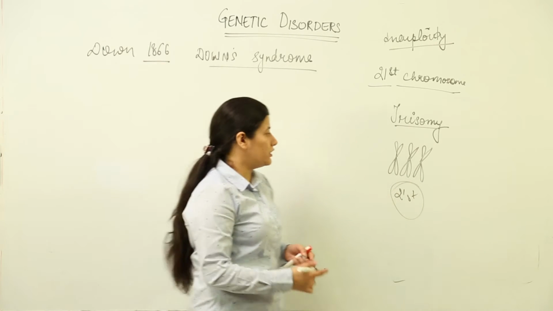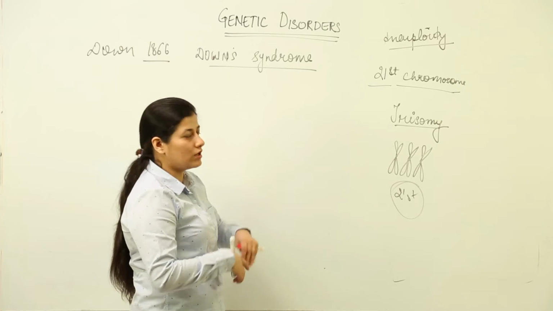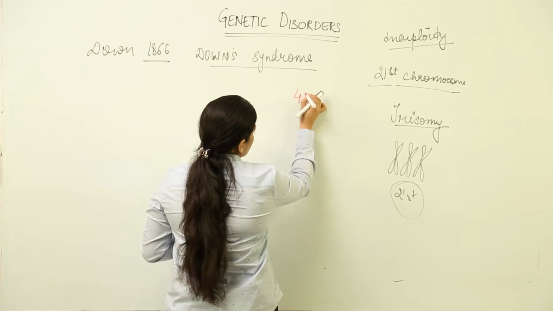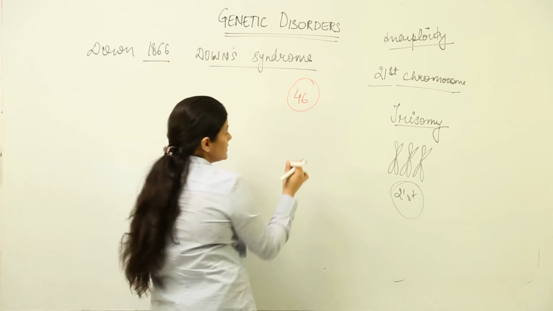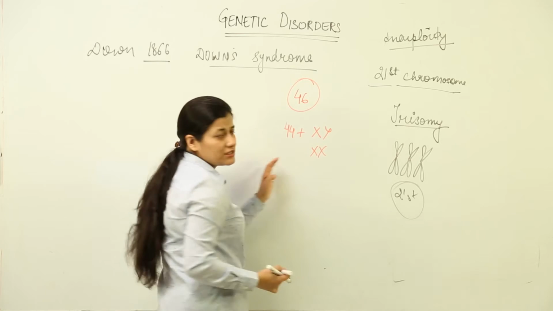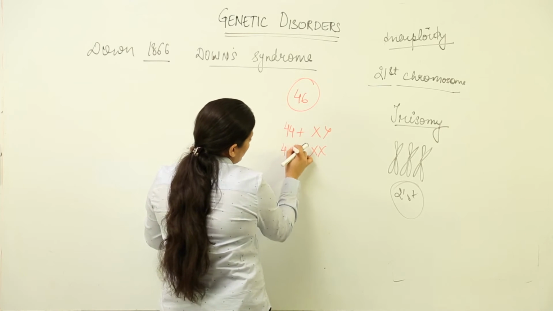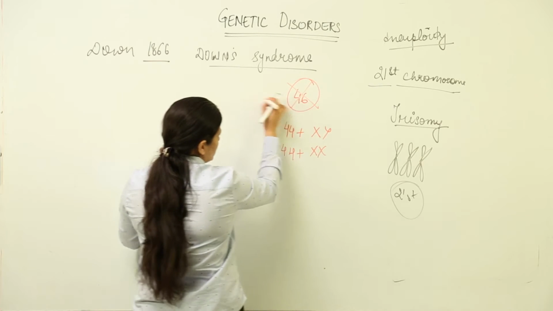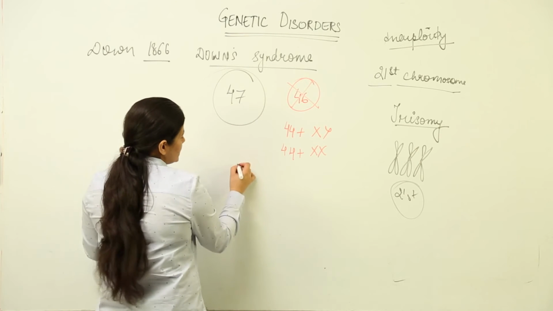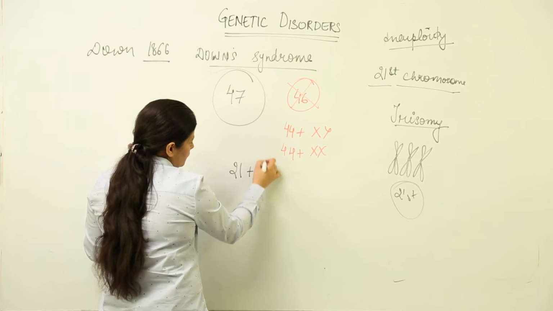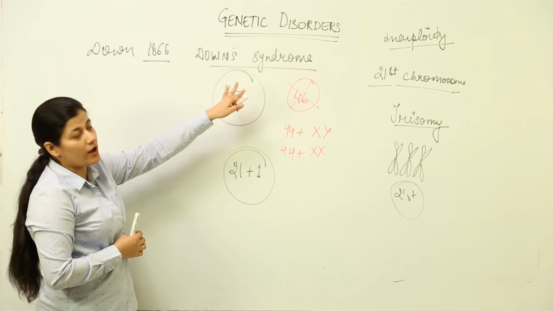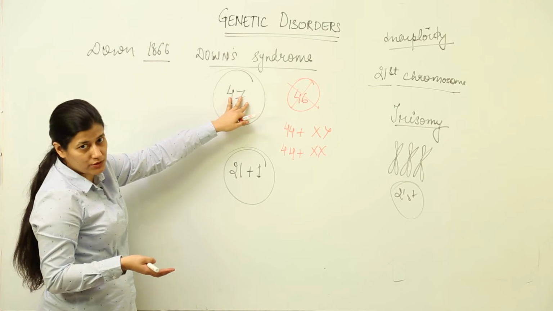What is trisomy? Instead of 2 homologous chromosomes, you have another one at the 21st position. Supposedly, you take out a karyotype of a child suffering from Down syndrome. Instead of finding 46 chromosomes which a normal human being has, out of which 44 are autosomes and 2 are sex chromosomes depending on whether it is a female or a male, you are going to find 47 chromosomes, because at the 21st pair you find one more chromosome. This is the reason why Down syndrome happens.